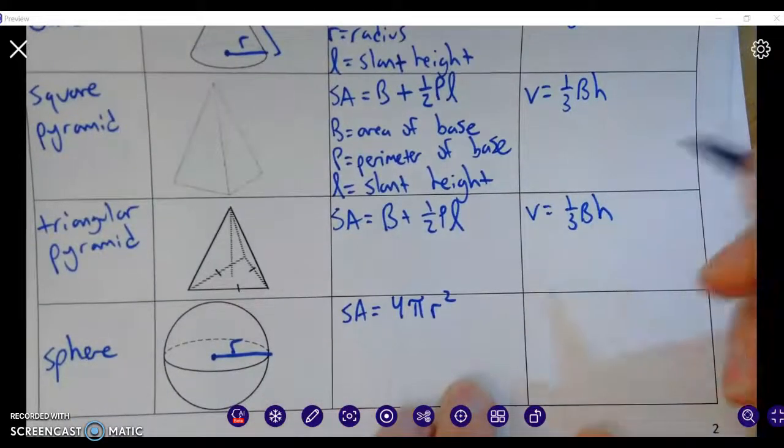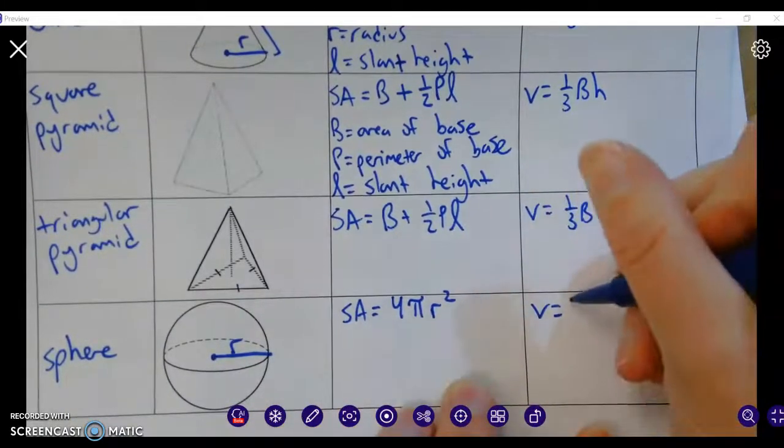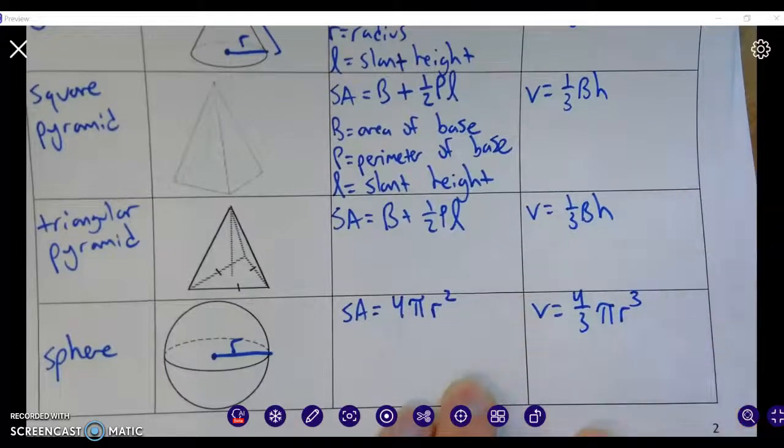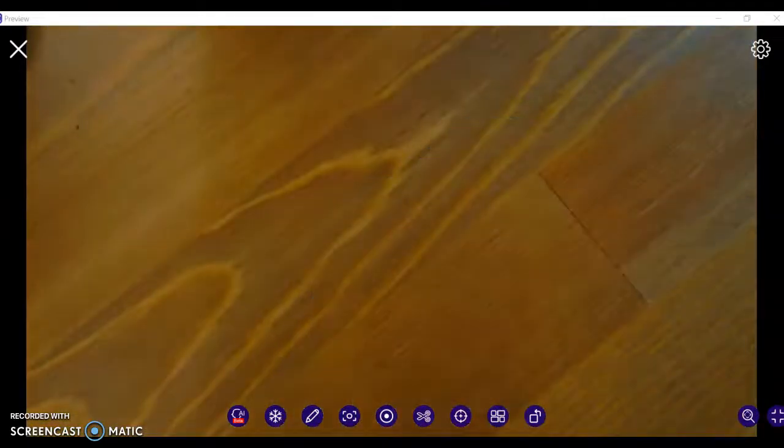And then our sphere formula is a little weird, so it is 4/3 pi r cubed. Make sure you put a 3 there, because that will make a difference in your answer. So those are the formulas we're going to use today. All right, so let's go to page 11 of your notes.